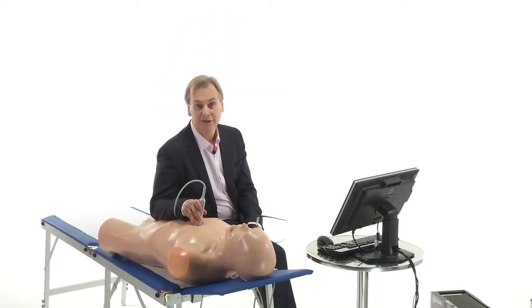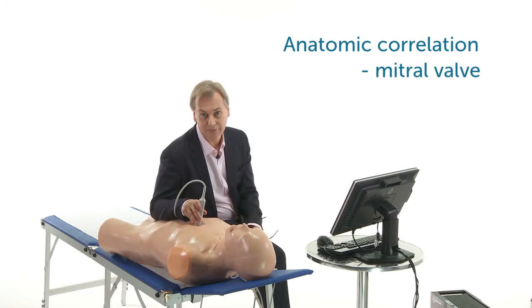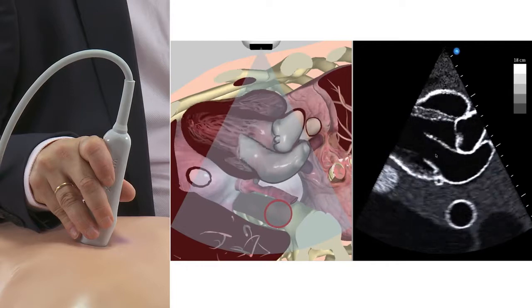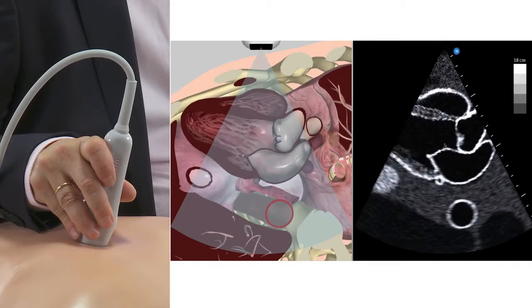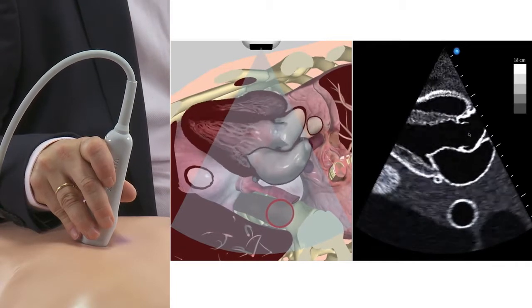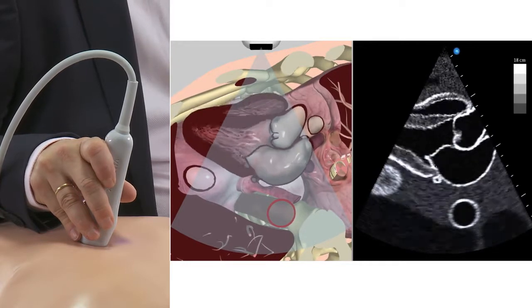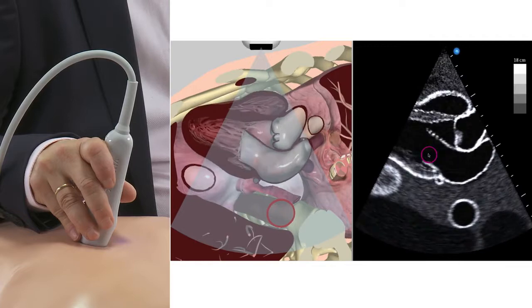Are you ready to see how these cut planes correlate with anatomy? Well, then we need to go to the simulator again. Anatomic echo correlation of the mitral valve. We have the anterior leaflet right here, which is closer to the transducer and closer to the aortic valve. Then we have the posterior leaflet, which coapts with the anterior leaflet right here.